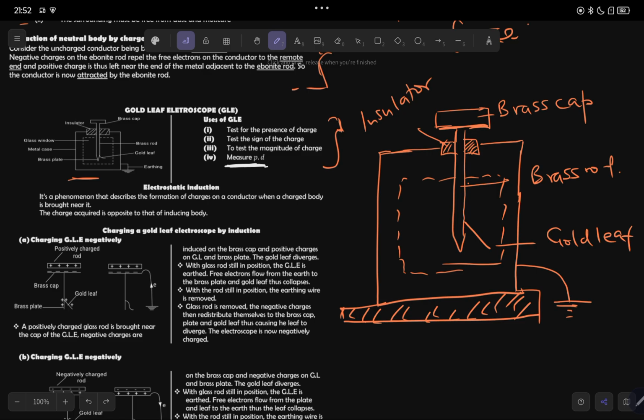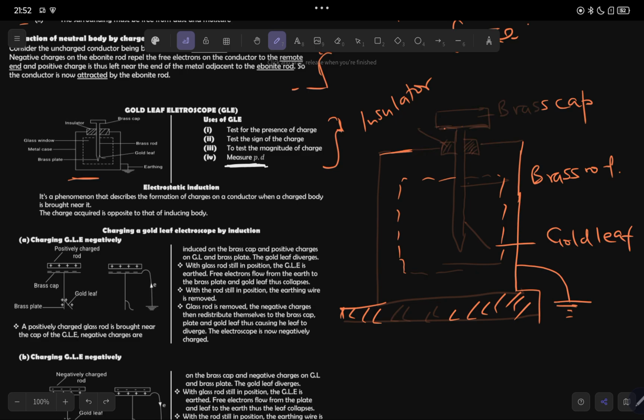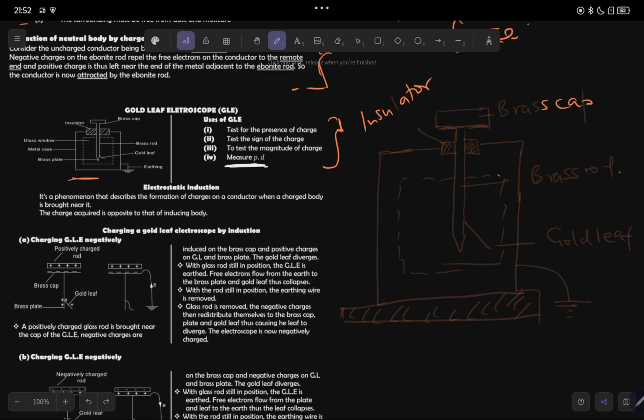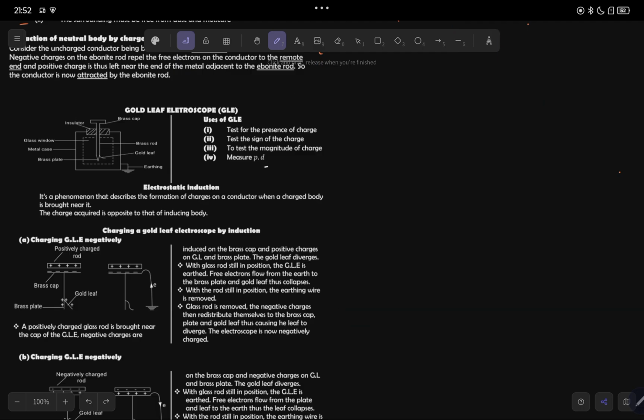Now, the general principle to follow when dealing with charging by induction: the body that we are charging will always acquire a charge which is opposite to the charge that is being used in the induction. If you bring a negatively charged body near a neutral body, the neutral body is most likely to attain a positive charge. That is a charge which is different from the charge which is brought near it.